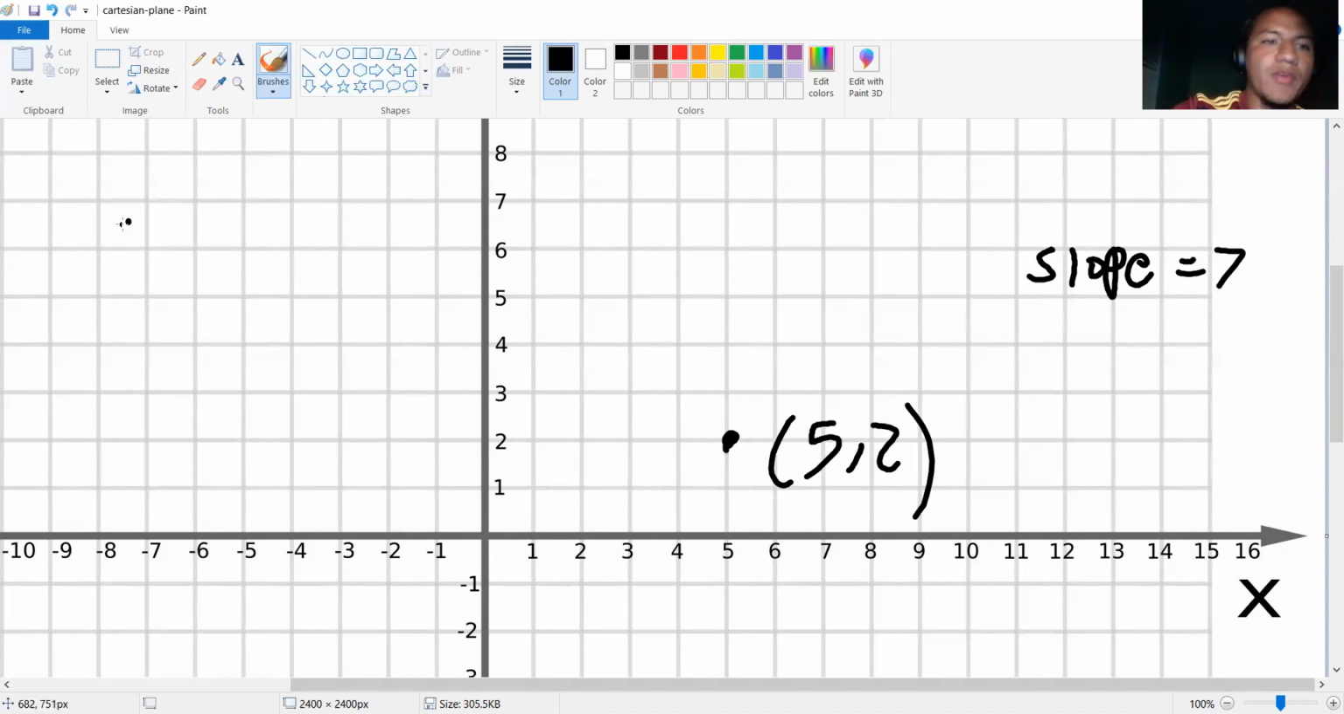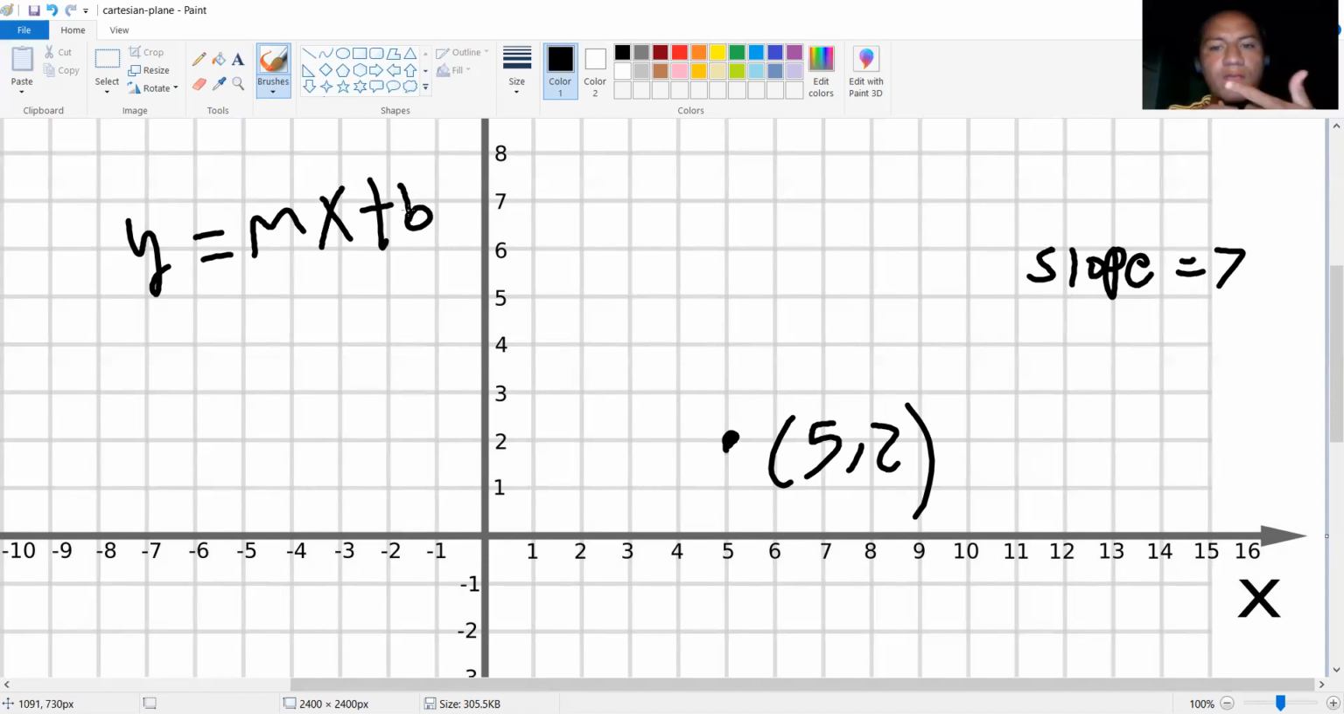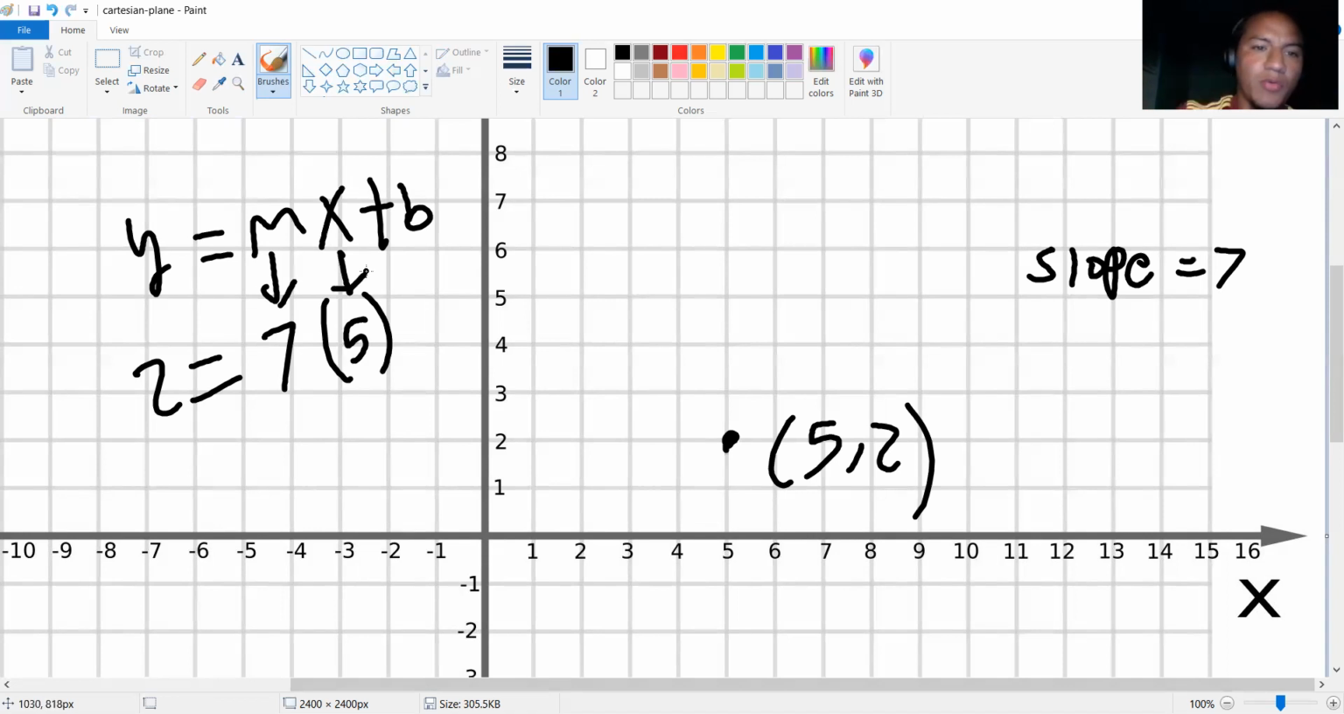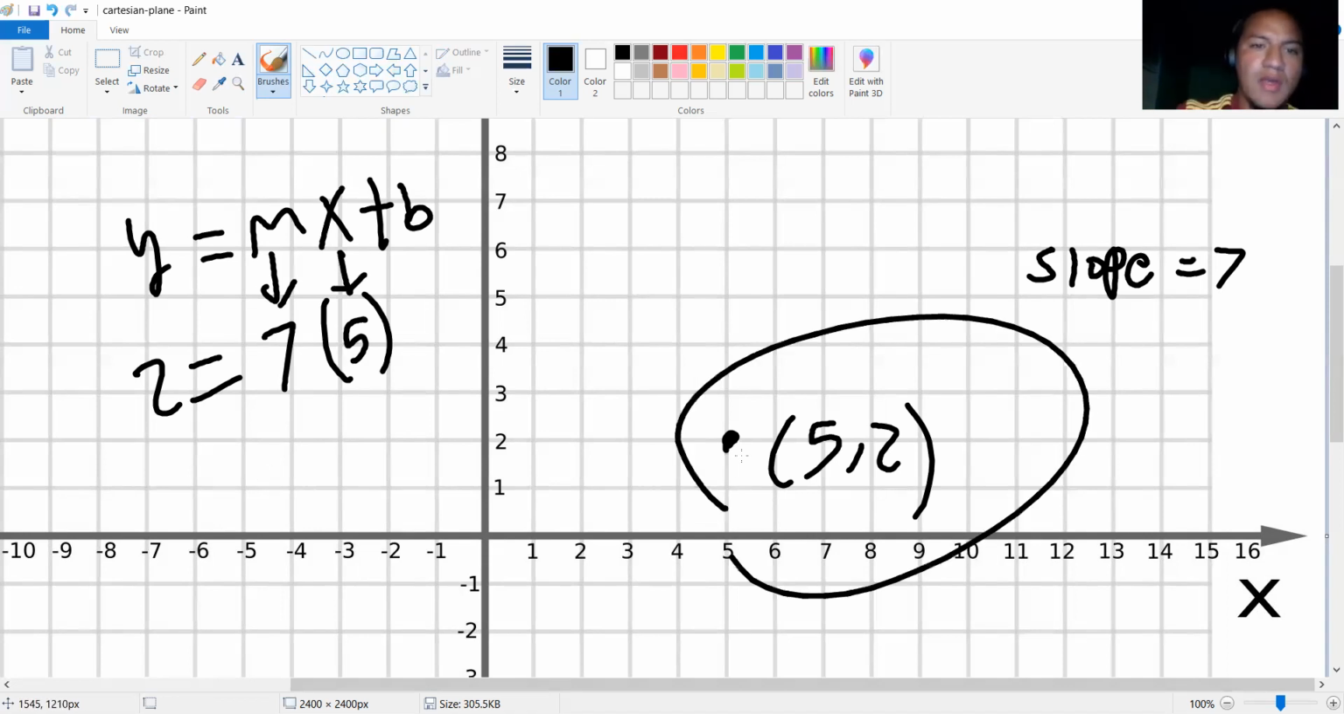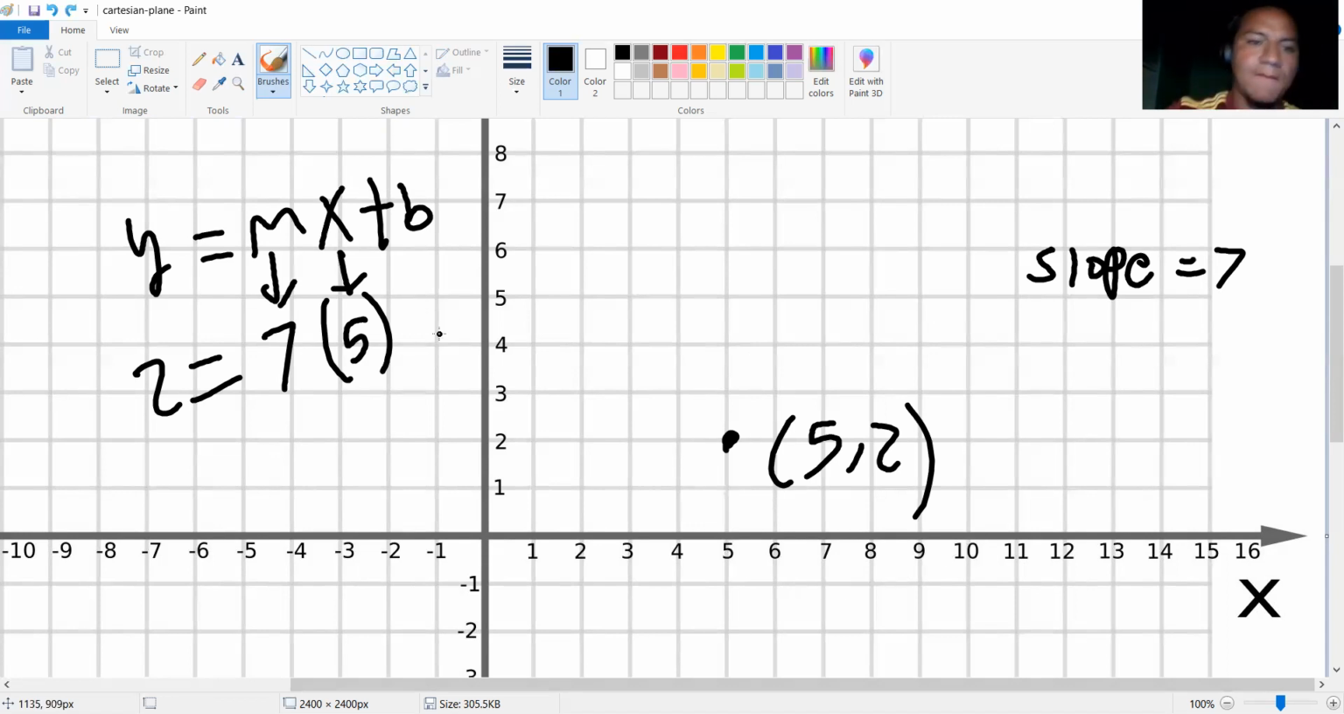Well, I know that y equals mx plus b. Let's see what we're given. We're given the grade, it's 7. And we're given a point, it's 5, 2. So plug everything in. It's very easy now. 2 equals, sorry, not 5, 7. 7 is the slope. And then times 5, because 5 was x, the ordered pair was 5, 2, plus b. And so you get 2 equals 35 plus b.